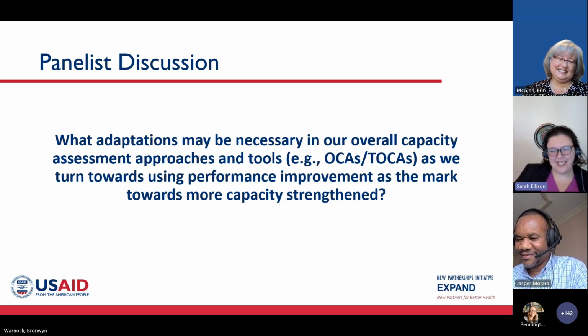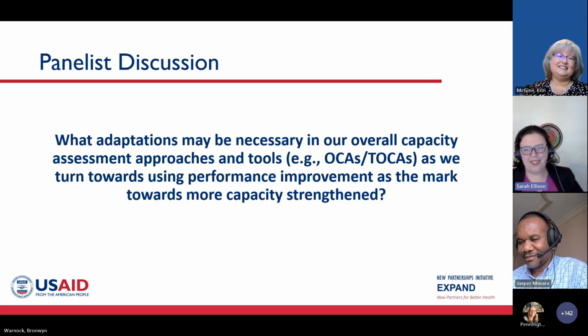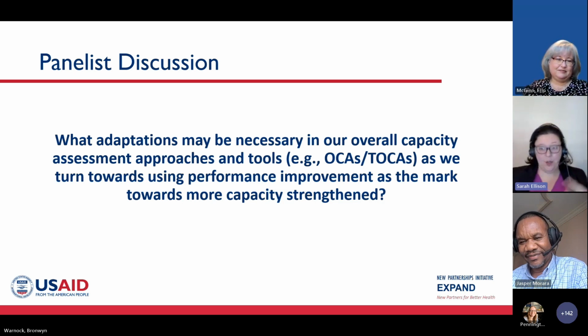So a quick question, and this is not a gotcha question, Jasper, but did the NPI EXPAND activity, do you know of, ever take your own adapted organizational capacity assessment or the OPI?